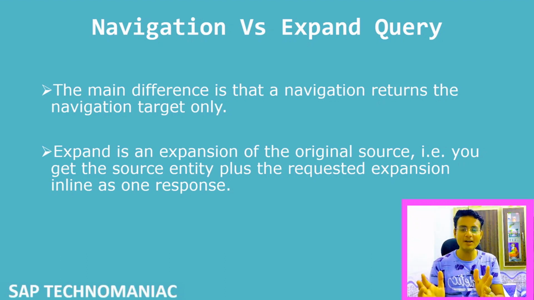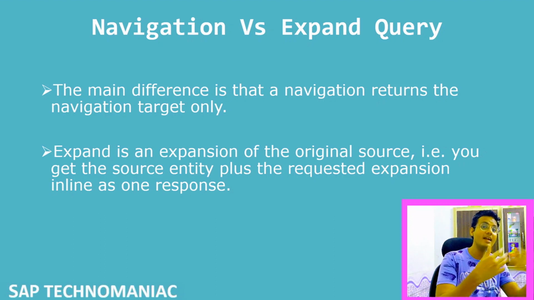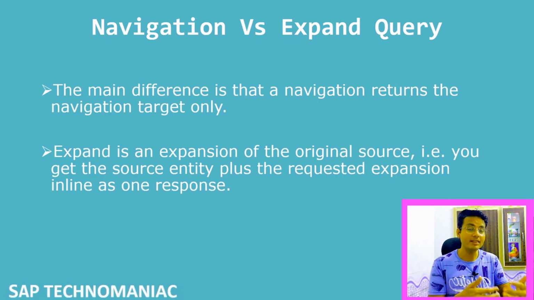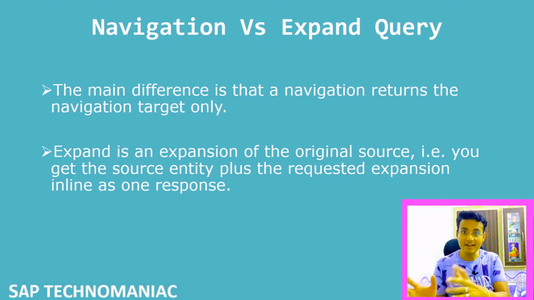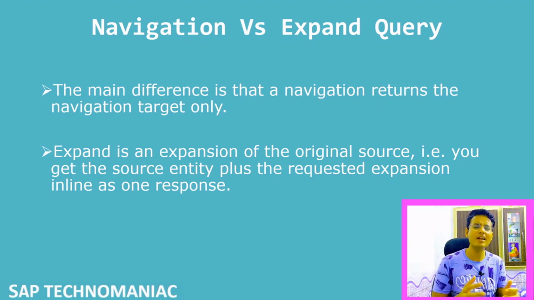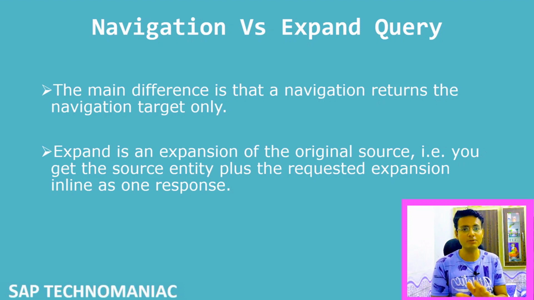If you have some header data already displayed, and you want to display the line item data, you click on that button, and only the line item data will be called in the next call. Both are two separate calls, one for the header data and a second call for the line item data. In the expand query option, we are getting header and line item data in one call itself. That is the basic difference. Some guys get confused between navigation and expand query options.